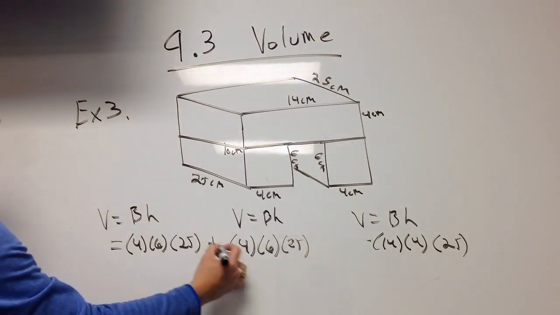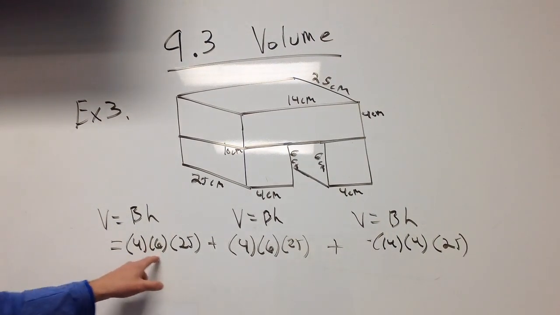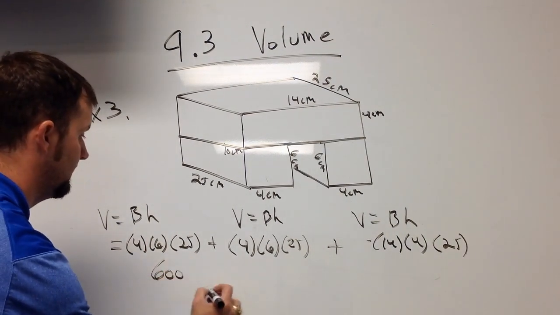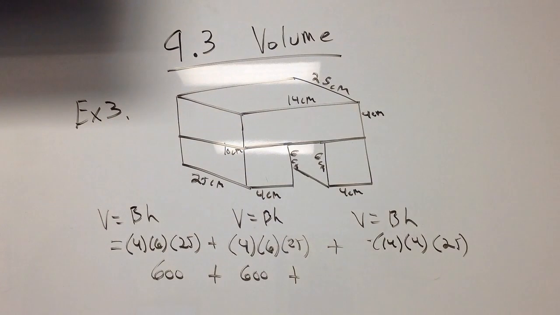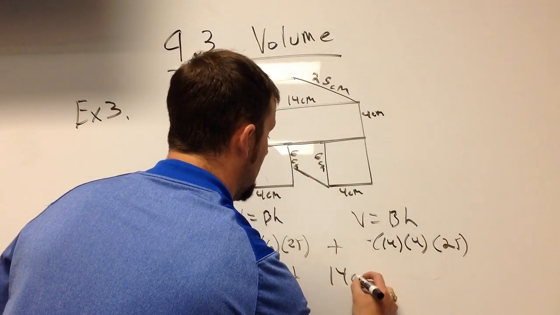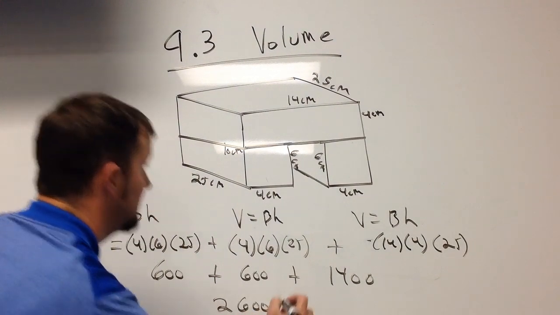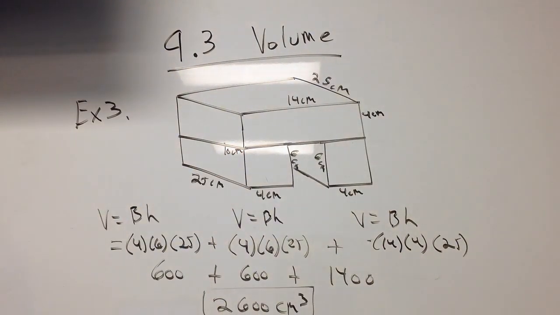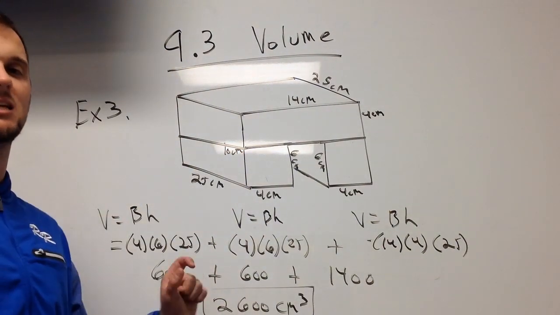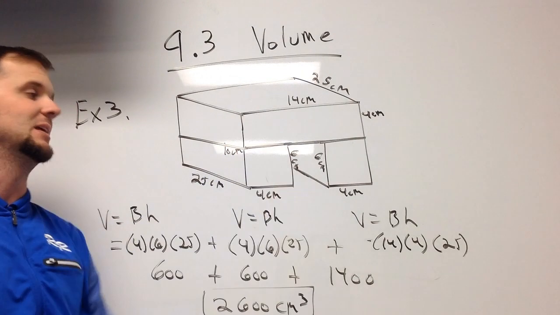So now, ladies and gentlemen, all I'm going to do is I'm going to multiply all these out and then add them together. It's going to give me my total volume. So right now, 4 times 6 times 25 is going to give you 600. Then 14 times 4 times 25 is going to give you a total of 1,400. Then if I added all those together, the total volume for my composite figure is going to be 2,600 centimeters cubed. So what that means is inside this composite figure, 2,600 1 by 1 cubes, centimeters, can go inside this composite figure here.